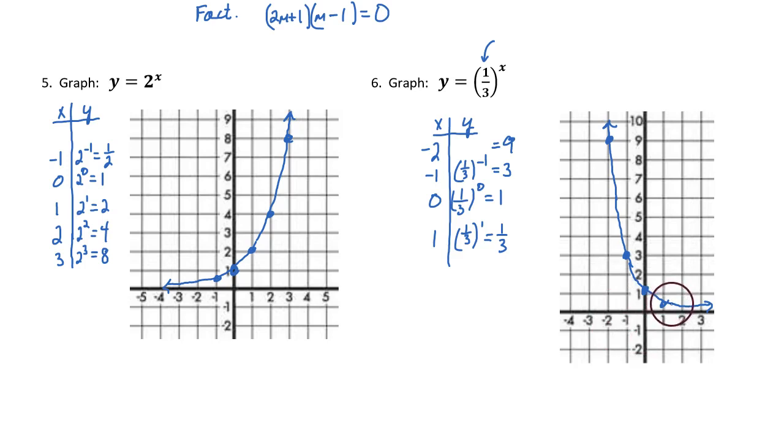Make sure when you get down here that as you travel to the right, you're getting close to the x-axis, that you're not bending it back uphill. If you start to bend it back uphill, now your graph is wrong.